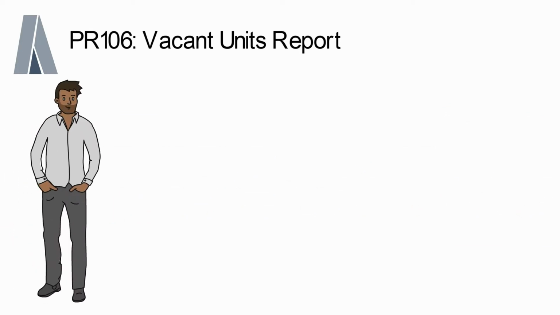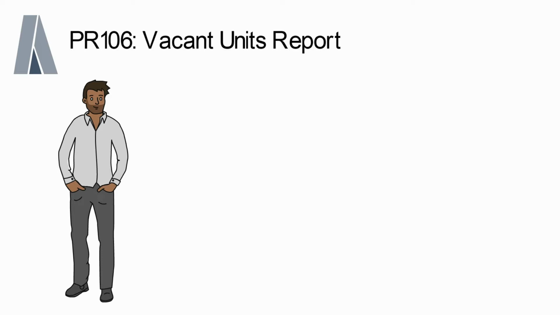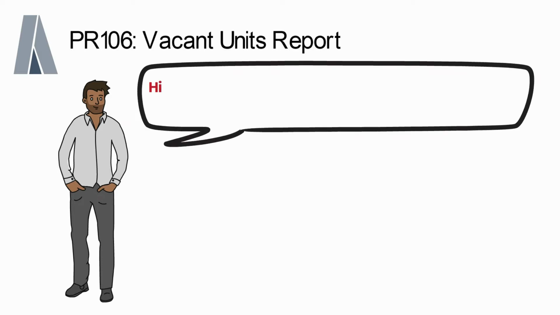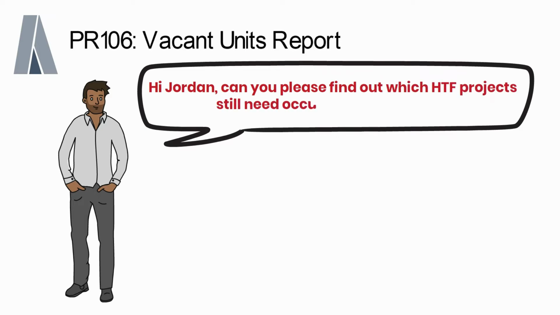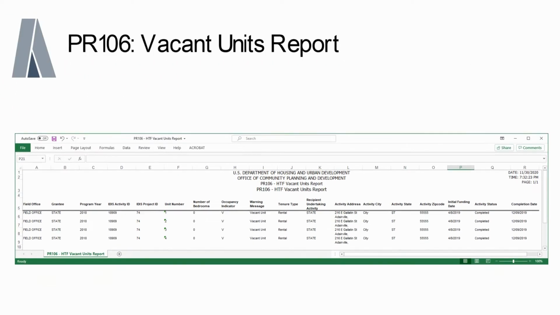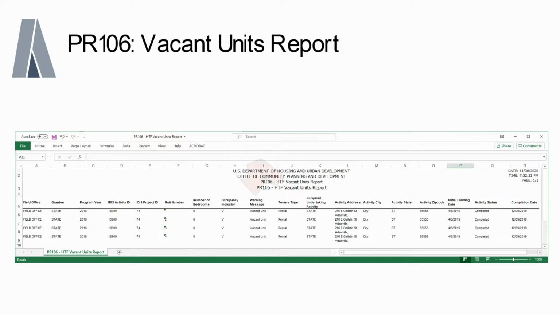Now let's go over how to use the PR 106 report. Hi, Jordan. Can you please find out which HTF projects still need occupancy data in IDIS? Let's start by identifying the IDIS activity IDs of the HTF project or projects that are missing beneficiary data. It looks like all of the vacant HTF units are in a single HTF project, part of activity 18909.